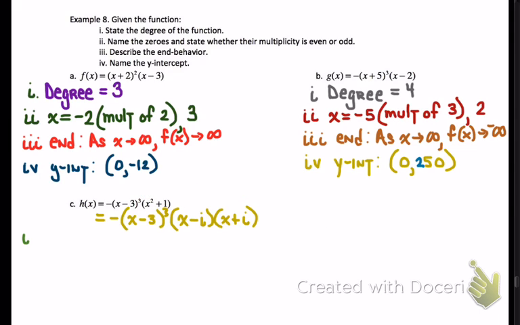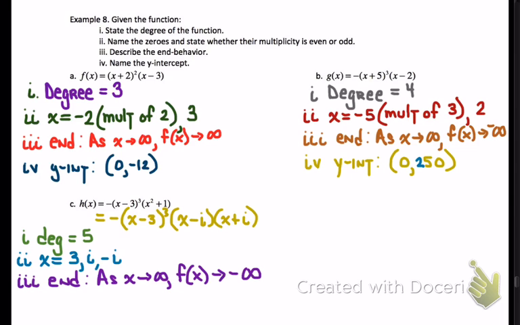From here, now I can find my zeros. My degree is obviously 5. My zeros, there they are. I know it ends down because of that negative out front. And I know my y-intercept is (0, 27). How did I get (0, 27)? What I decided to do was just plug in 0 into my original function. I would always do that. Plug in 0 into the original, not into the factored form.